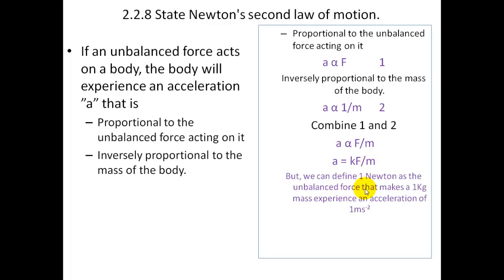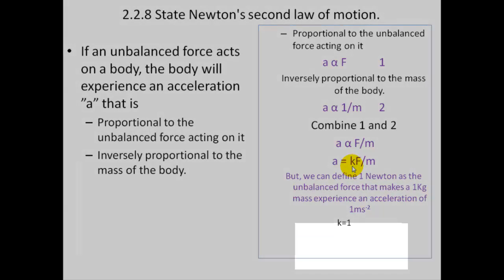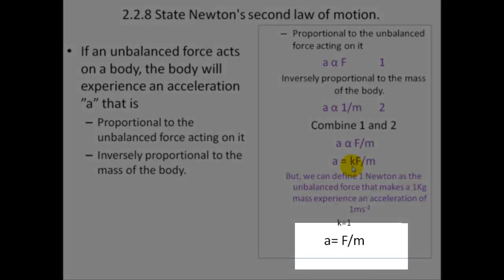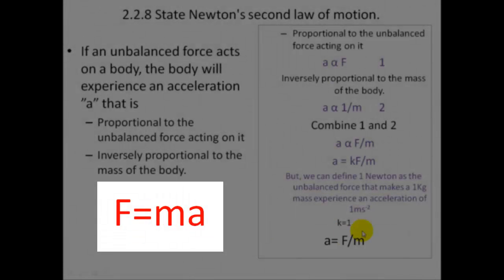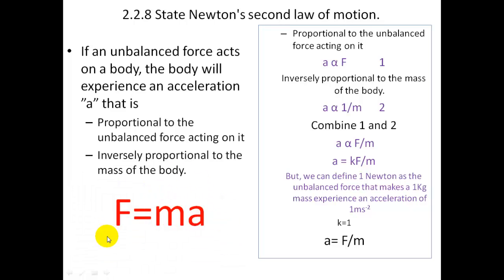But we define 1 Newton as that unbalanced force that makes 1 kilogram experience an acceleration of 1 meter per second squared. So if this is 1 and this is 1 and this is 1, that defines 1 Newton. So k will be equal to 1 as well. So we can ignore this constant. a is equal to F over m. The way we remember it is F is equal to ma. Just rearranging this. But by Newton's second law, it's easiest remembered by F equals ma.